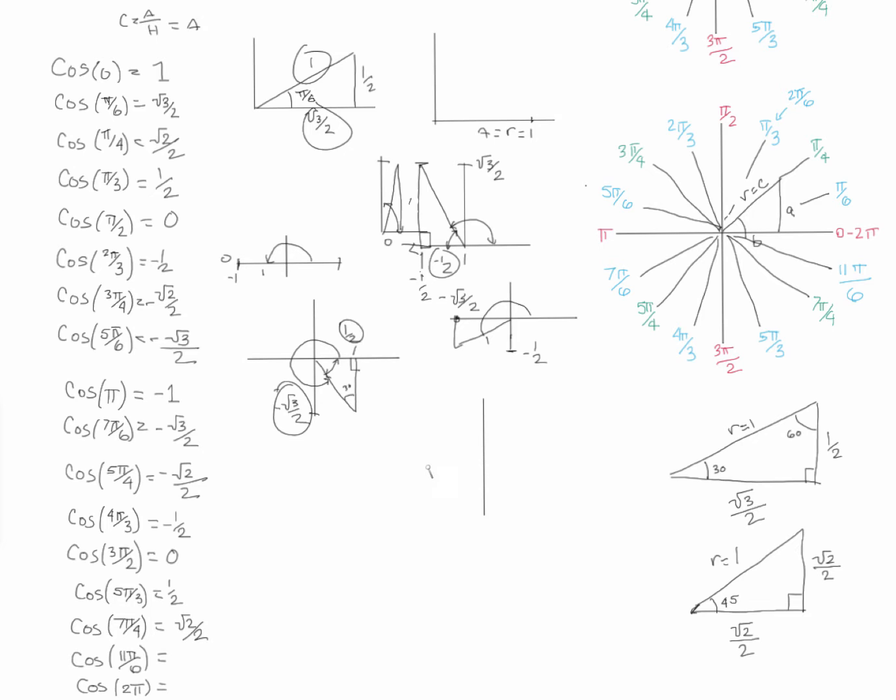Now, for the cosine of 11 pi over 6, we do something similar. We write the 30 degree angle here. And that's going to give us a root of 3 over 2 and a negative 1/2. We only use the root of 3 over 2. And finally, cosine of 2 pi is 1.